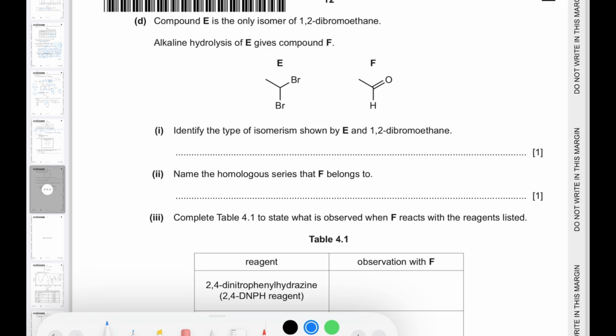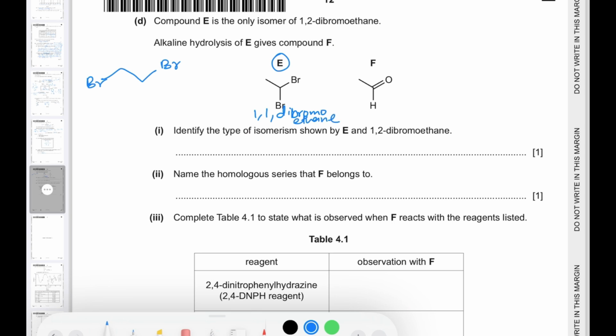Compound E is the only isomer of 1,2-dibromoethane. So what's 1,2-dibromoethane? That's your structure over here. And compound E is its only isomer, where both of the bromine atoms are bonded to the same carbon atom. That's 1,1-dibromoethane.